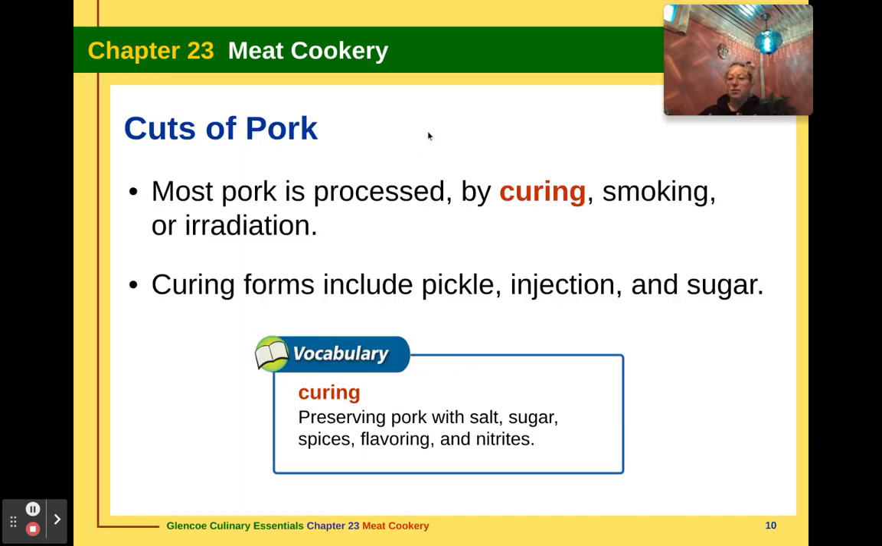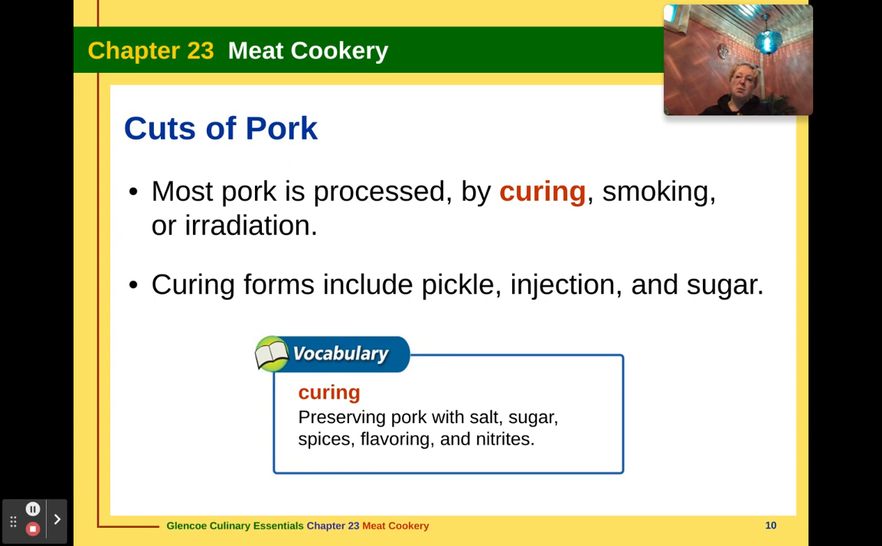So pork is processed by curing, smoking, or irradiation. You can pickle it, inject it, and add sugar. So when you get pork, a lot of times it has been injected with sometimes just salt water, sometimes other things. You can preserve pork. We've been eating preserved pork in our history for many, many years. Some pork is leaner than others.